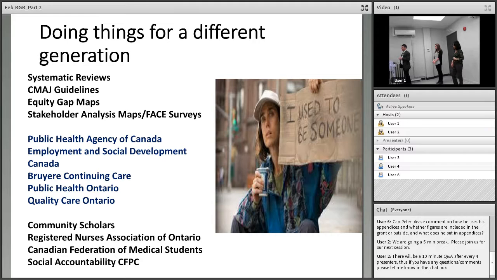So I think there's an opportunity right now for Bruyère because there are three new heads of the organization: myself, Guy, and Heidi in this acting role. So we are actually going to embark as an organization.